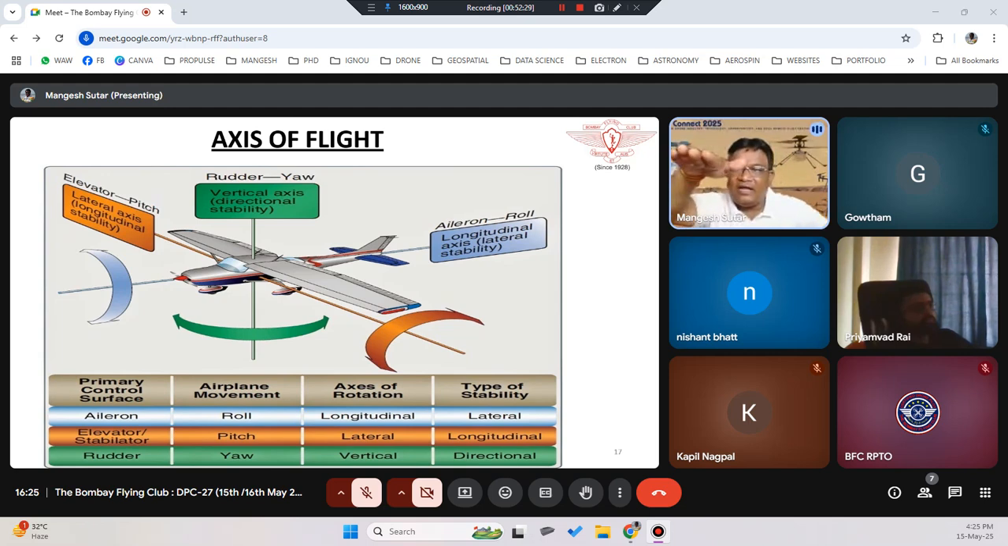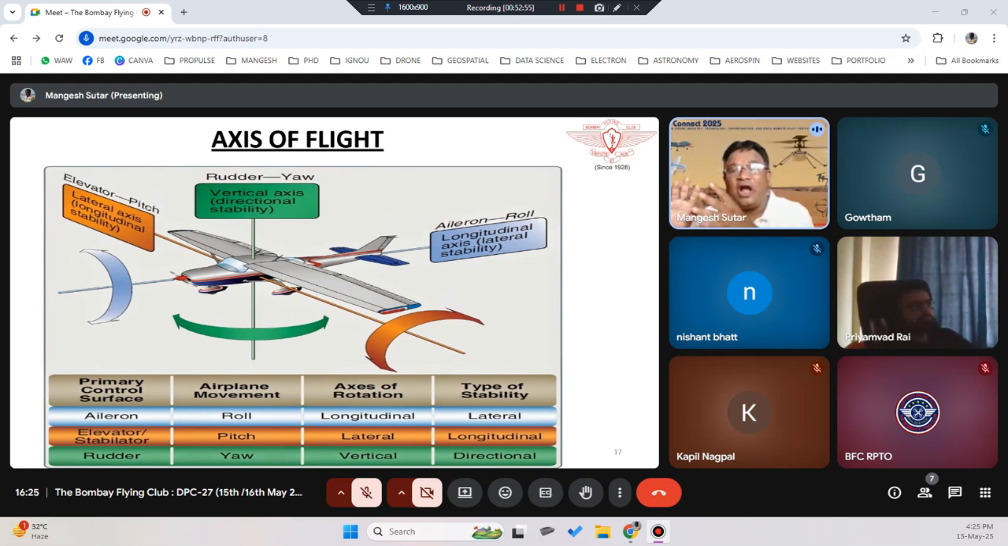Whereas the rudder is at the back side, the tail, the vertical section like this. The moment you change your rudder direction, what will happen? Your drone or your aeroplane will tend to change direction. So it is with directional stability, the type of stability is directional. So yaw motion. All this we are talking about with respect to the aeroplane.